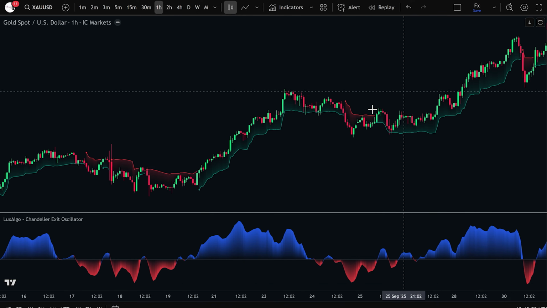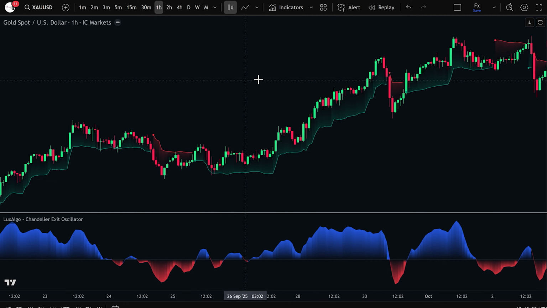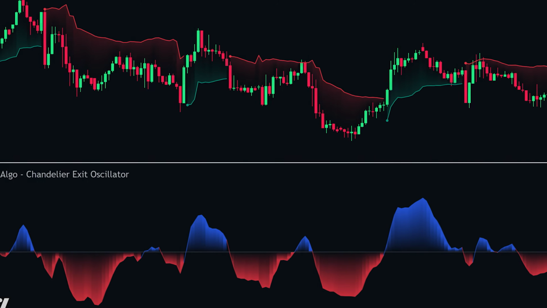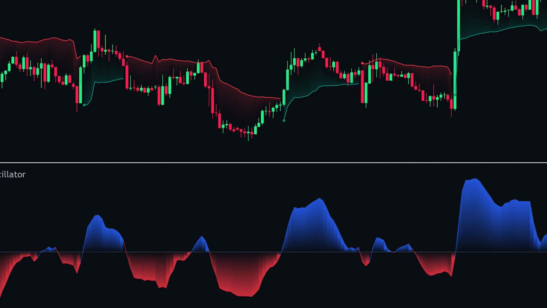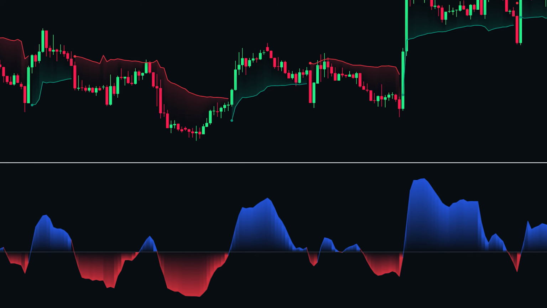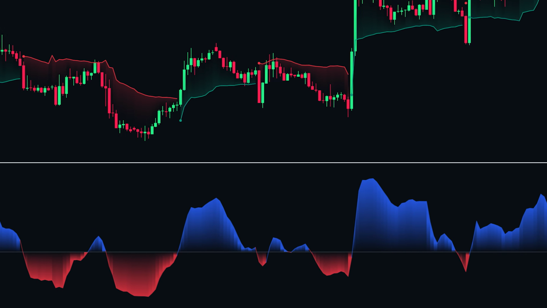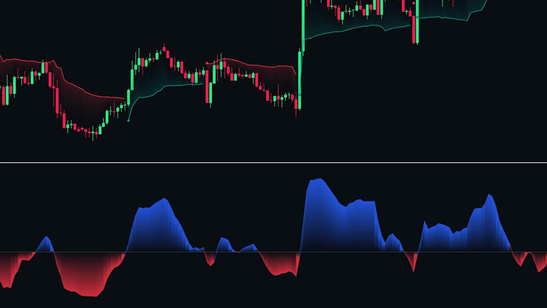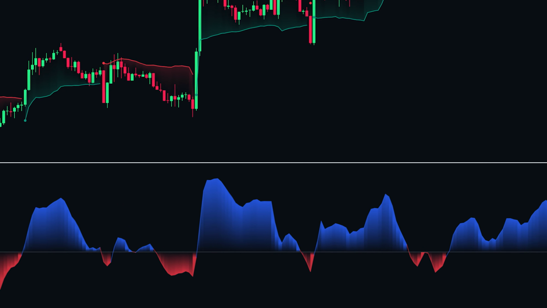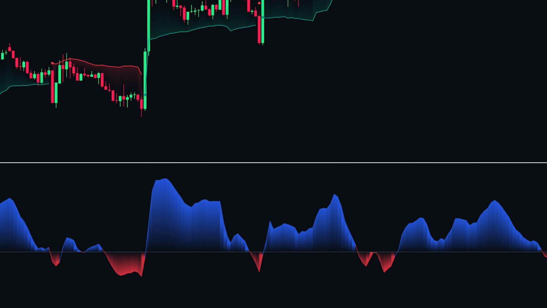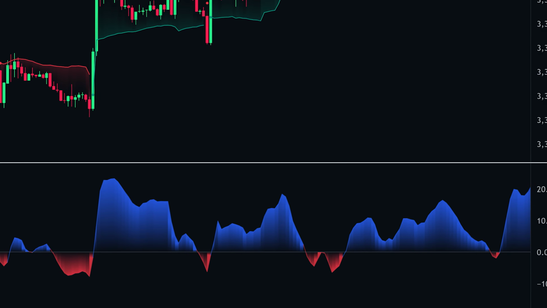Ladies and gentlemen, this is the Chandelier Exit Oscillator by LuxAlgo. In short, it takes the famous Chandelier Exit trailing stop system and reshapes it into an oscillator format, giving you a clear view of trend direction, momentum strength, and potential exit points. Instead of cluttering your chart with guesswork lines, this tool demands proof from volatility before plotting its signals.